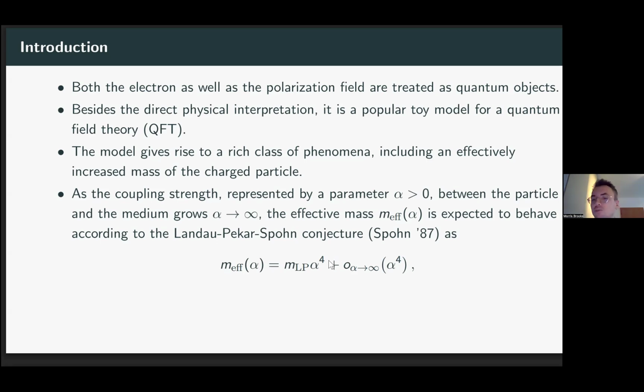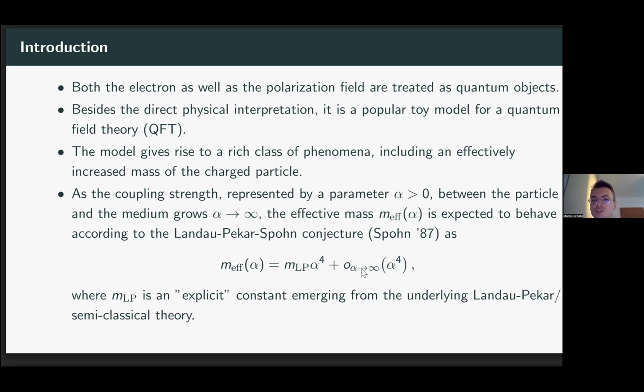So not only does it go to infinity as alpha goes to infinity, it actually diverges with the fourth power. And this conjecture even includes a precise prefactor, which I call M subscript LP. And this precise prefactor in the strong coupling limit, this constant emerges from the underlying Landau-Pekar theory.